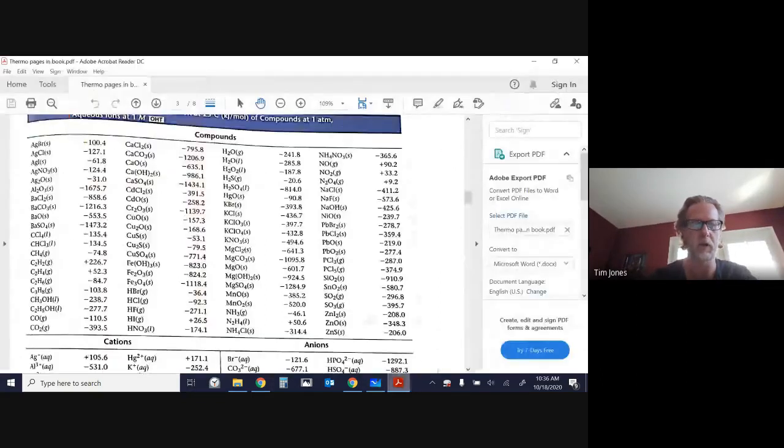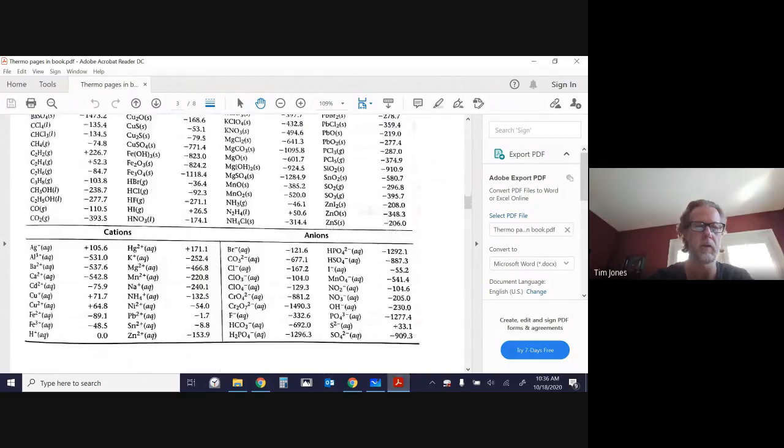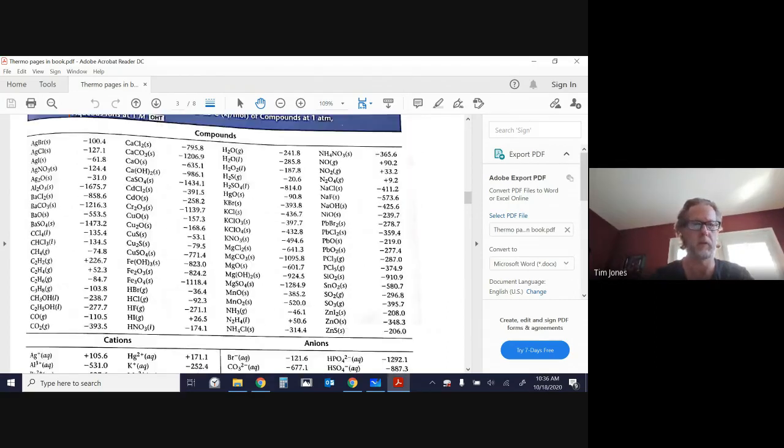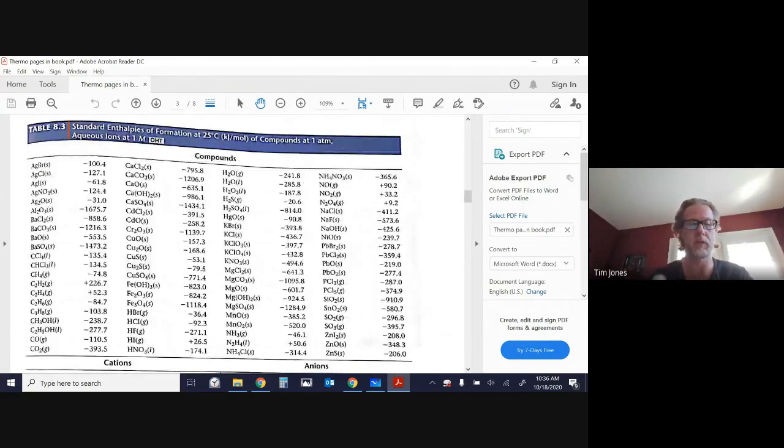Anyway, back to the chart, you see the compounds in the top, and notice some are ionic, some are covalent. And then down here are ions, which would be in solution. So notice they're all aqueous. That's how they typically exist as individual ions and not ionically bonded. Okay, so this chart will be used for the rest of this lesson. So when I'm grabbing numbers, this is where they're coming from.